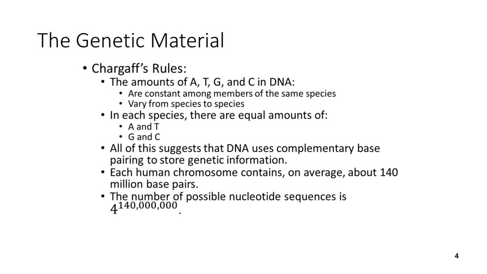Okay? In each species, there are equal amounts of A and T and C and G. And this is because of what we call base pairing. A can only pair with T and G can only pair with C. So that is what we call complementary base pairing. Each human chromosome contains on average about 140 million base pairs, leaving the number of possible nucleotide sequences to a very large number. Okay? Lots of possible combinations.